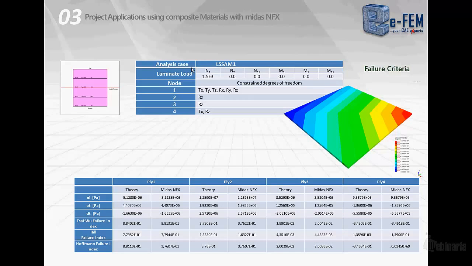In this last example, we just go through the failure criteria evaluation. So Midas NFX uses different kinds of failure criteria. We took into account Tsai-Wu, Hill, and Hoffman because they were the failure criteria proposed by the book, and again in each column is proposed the correlation between the theoretical results calculated by the book and Midas NFX. And again, the software is quite able to evaluate the same results from the theory.